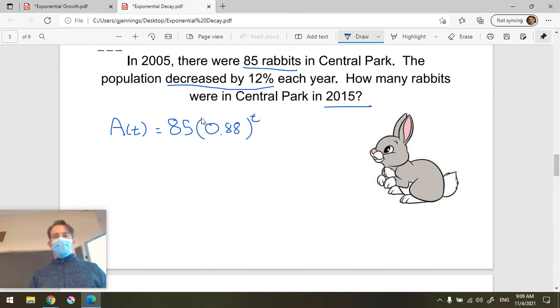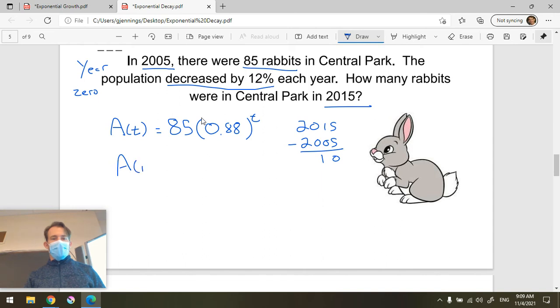So now I want to know how many rabbits were in Central Park at 2015. But this here is my year 0. This is 0, 2005. So what should I put in for t to calculate in 2015? 10. I take 2015, subtract my year 0, which is 2005, and that will give me 10. So I want to calculate a at 10. That will tell me after 10 years of decay, how many rabbits are left.